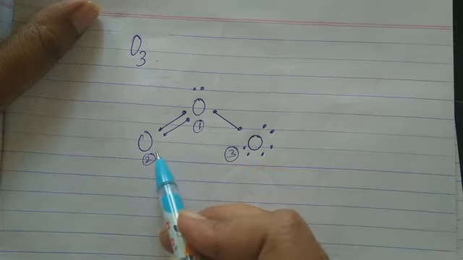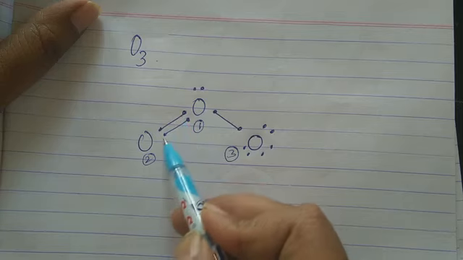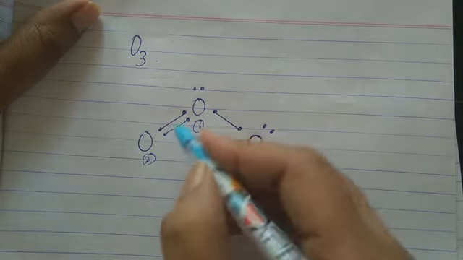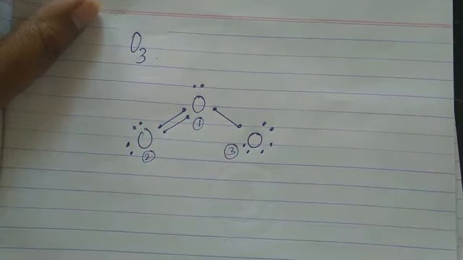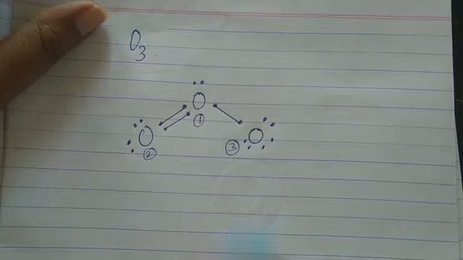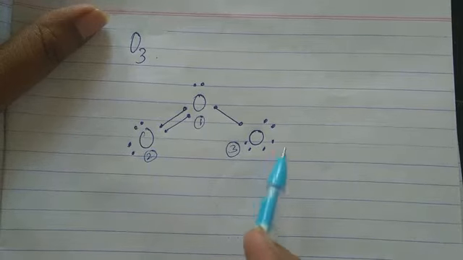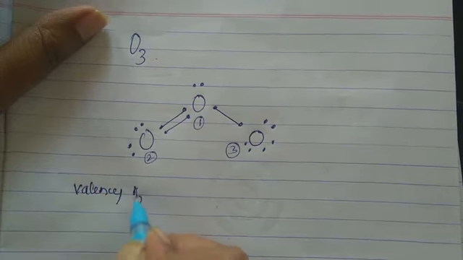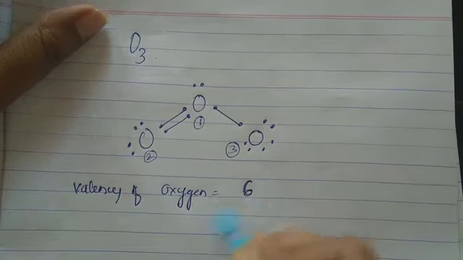2, 3, 4, 5, 6, 7, 8. And how about this one? How many are involved in bond pairs? 1, 2, 3, 4 are involved. How many more do I need to make 8? 4 more. So 4, 5, 6, 7, 8. Now what is the formula I had given? Before we go for that, we should know the valency of the oxygen atom. We know that the valency of the oxygen atom is always 6.